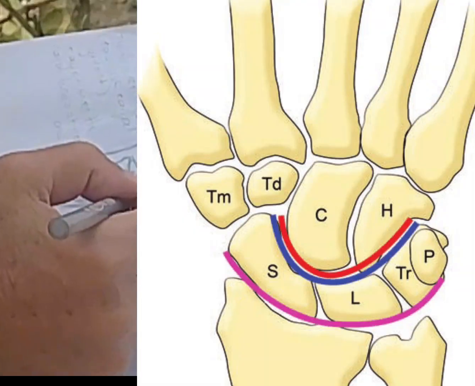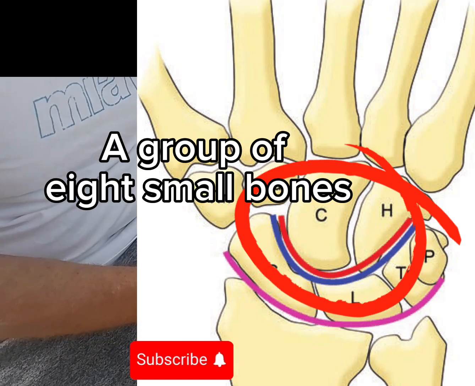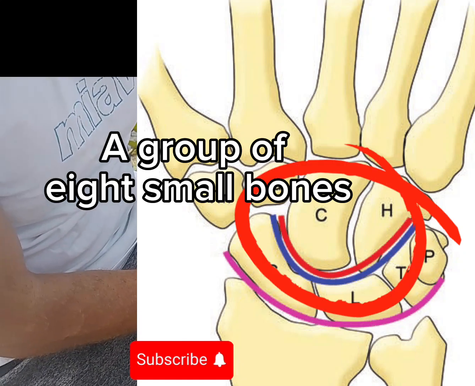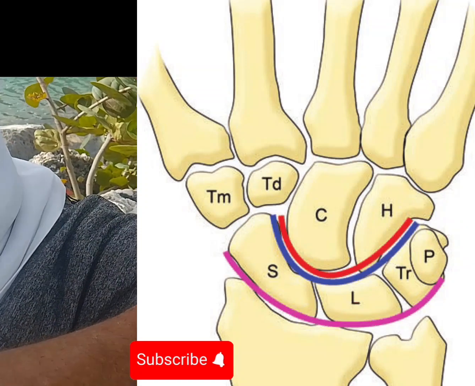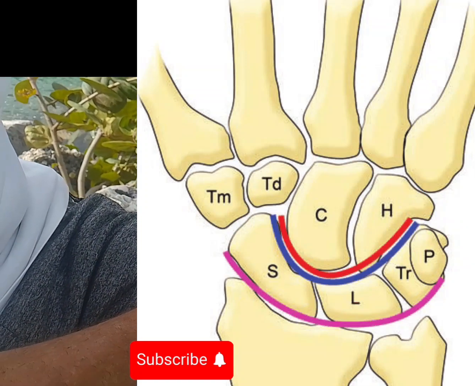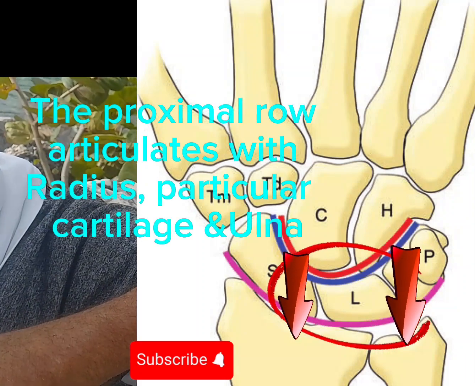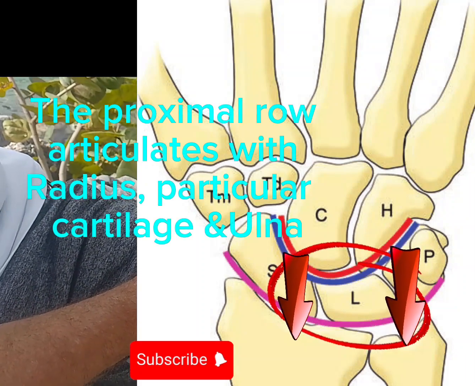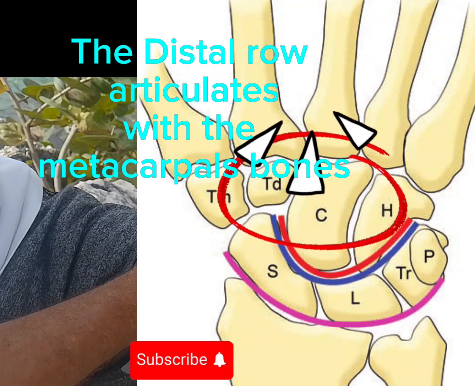The carpal bones are a group of 8 small bones that make up the wrist in humans. These bones are arranged in 2 rows: the proximal row closer to the forearm and the distal row closer to the hand.